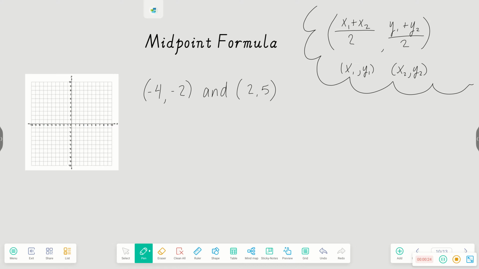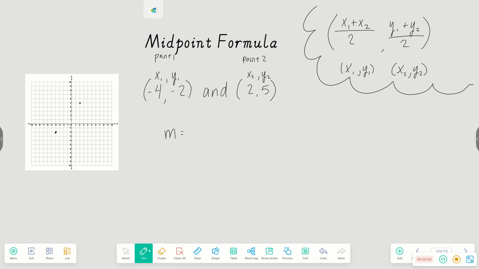So I put a graph here because I actually want you to be able to see what this looks like. So I'm going to plot this first point. We have -4, -2. And I'm going to plot the second point, which is 2, 5. And it's going to give us the midpoint of this. So I'm just going to plug this in here. The midpoint, we have to do point 1 and point 2. So that makes this x2, y2, and this is x1, y1.